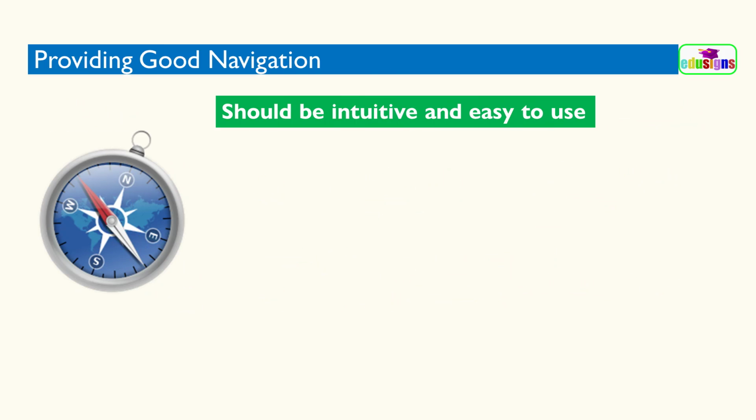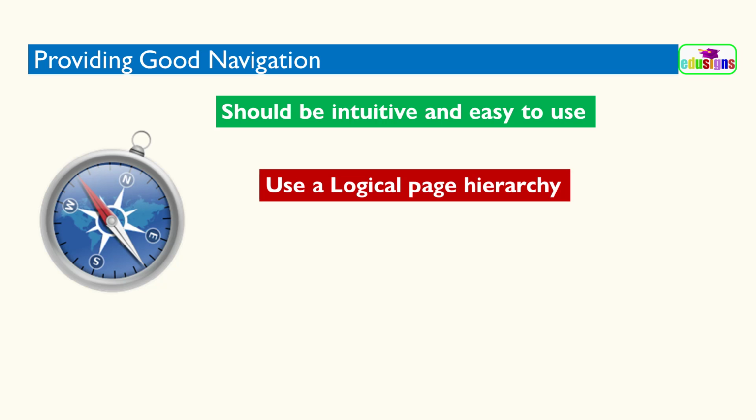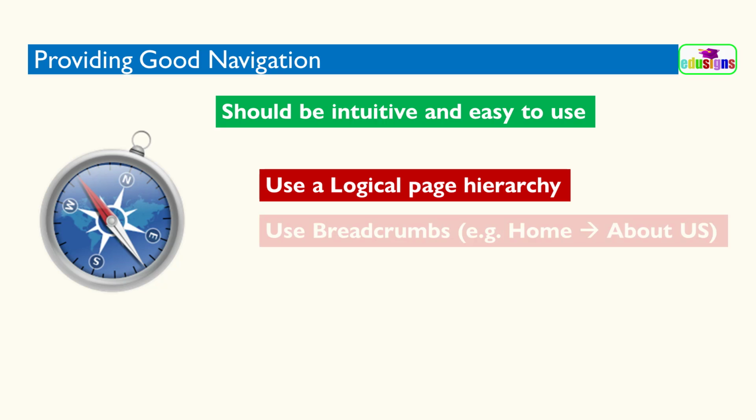Good navigation makes it easy for users to find what they're looking for. Navigation should be intuitive to anyone using your site. Some tactics include using a logical page hierarchy. For example, don't put information about specific products in an About Us page featuring the company leadership.